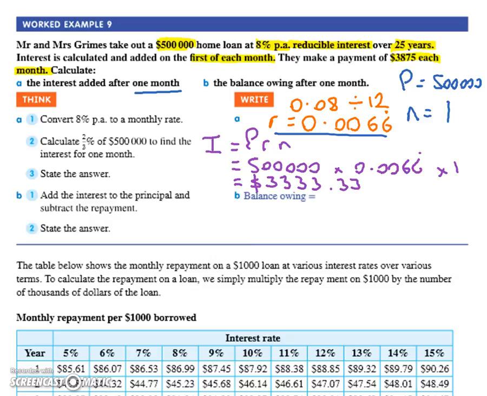All right. So how do we work out the balance owing? Please, God, someone answer. Thank you. So P plus I, what repayment?